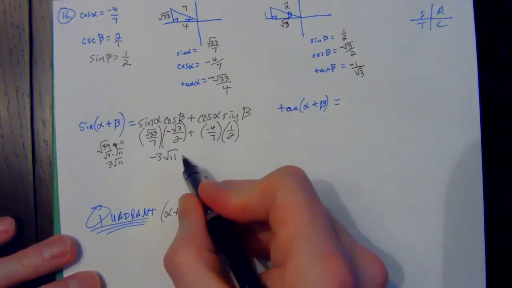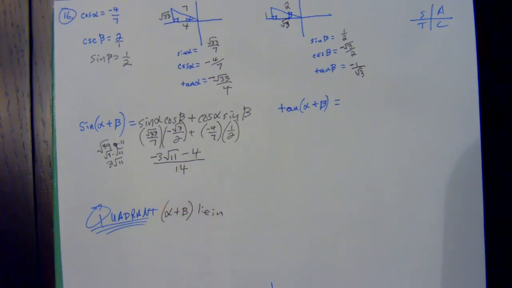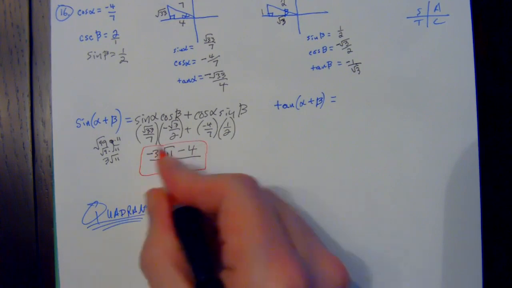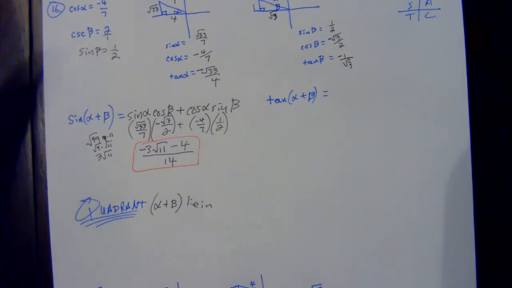And then this is just going to be your minus 4. And then you have 7 times 2 to get a 14 on the bottom. So there's your final answer for that sine part. Okay, so the sine is not going to be our issue. That's going to be pretty good for us. What I'm a little concerned about is the tangent problem right here. So let's get into it.